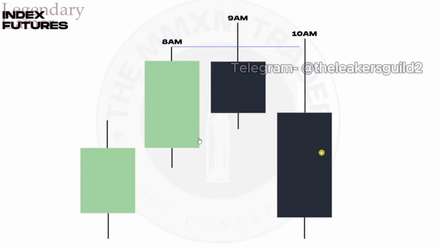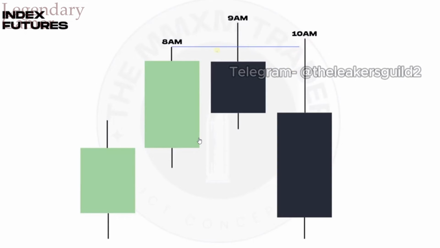And the same thing for a bearish scenario, right? We're going to be focusing on that 10 a.m. ICT Silver Bullet, but what happens prior is important. We want to see that 8 a.m. candle's high raided by the 9 a.m. candle, and then the 9 a.m.